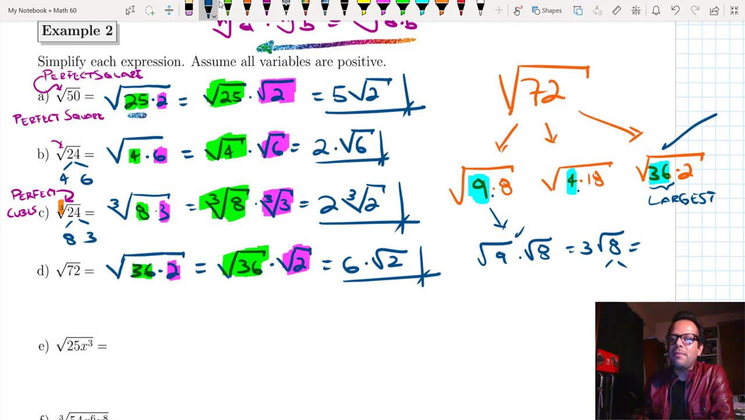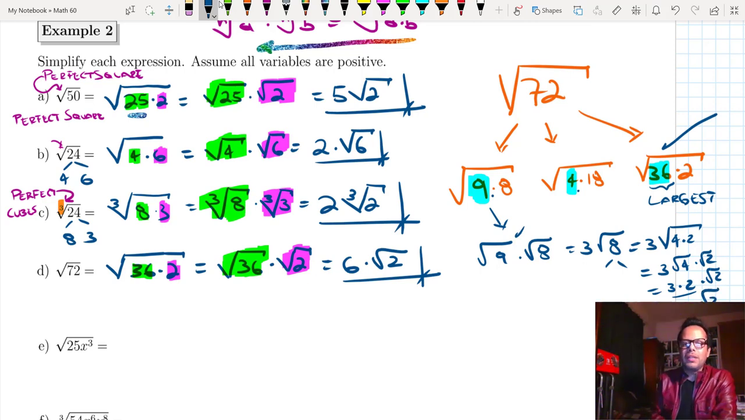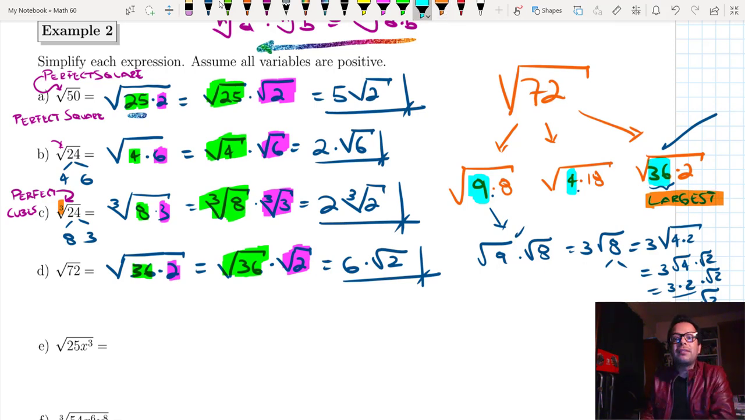This is the same as saying 3 times the square root of 4 times 2. 3 times square root of 4 times the square root of 2. 3 times 2 times the square root of 2. Multiply these two, we get 6 root of 2, the same answer as we got. But do you see all the steps that it takes to get to this answer? They are unnecessary. That's why, guys, we go with the largest, in this case, the perfect square.